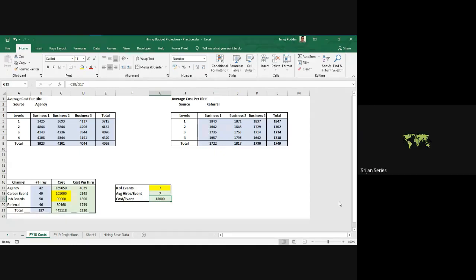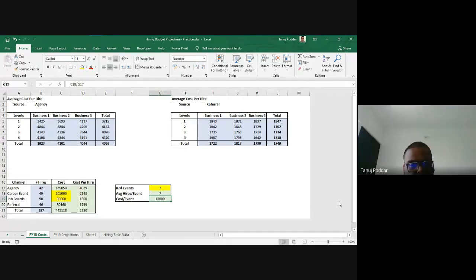Sir, why are we taking only career event numbers for calculating cost per event? I'll tell you, as we go, in the next sheet we'll reach a point where we'll have to say how many career events we will do next year. To decide that, we need to know how many hires we do per event. So if we say these are the number of hires we want from career events next year, then how many events we will need to be part of, or conduct. That is why we calculated this.